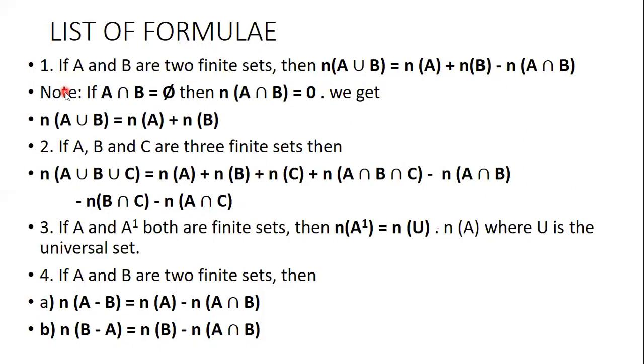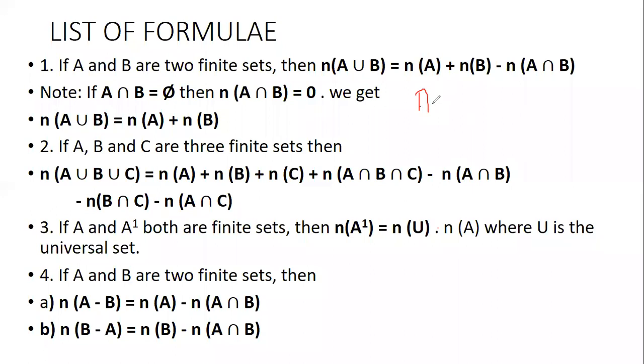Now suppose there is one scenario. What is that scenario? If there are no common elements between A and B, which means A intersection B is a null set, correct? So what is going to happen is, we will consider this null set value to be 0. Now one difference you are supposed to understand better.